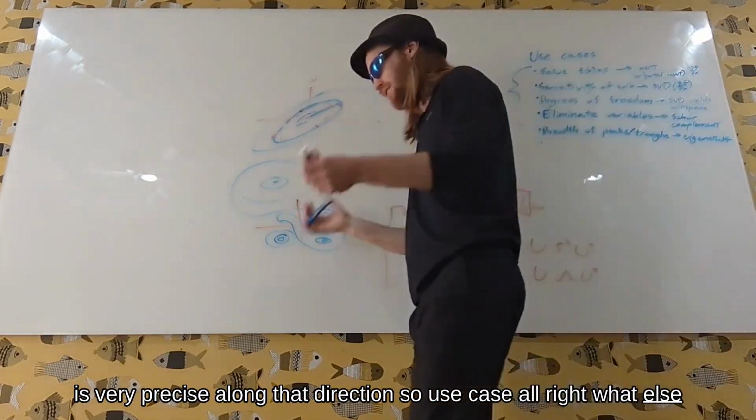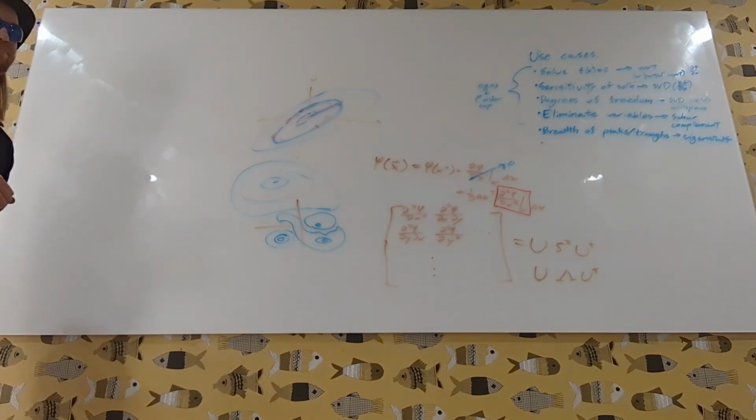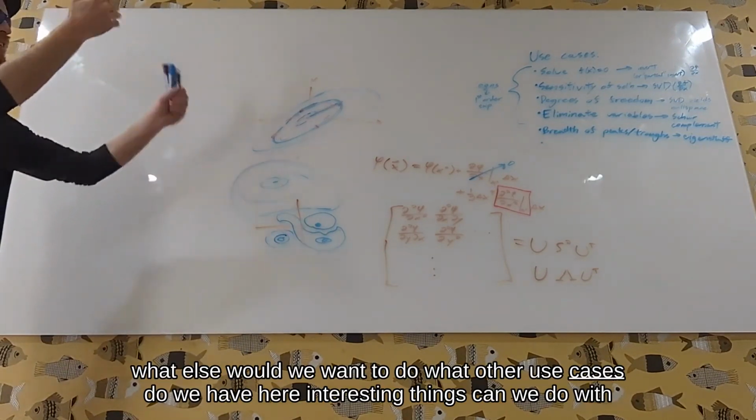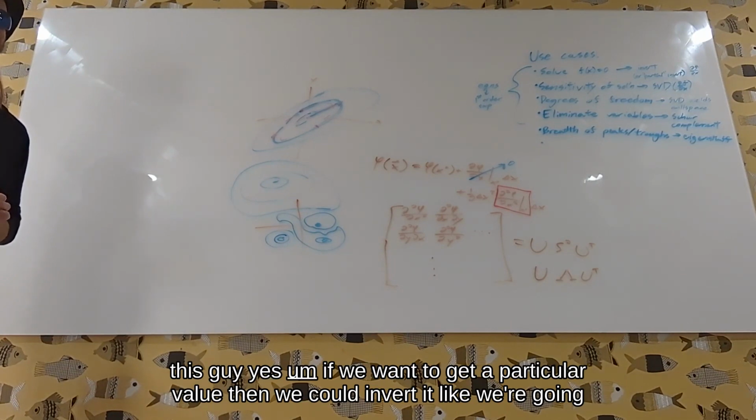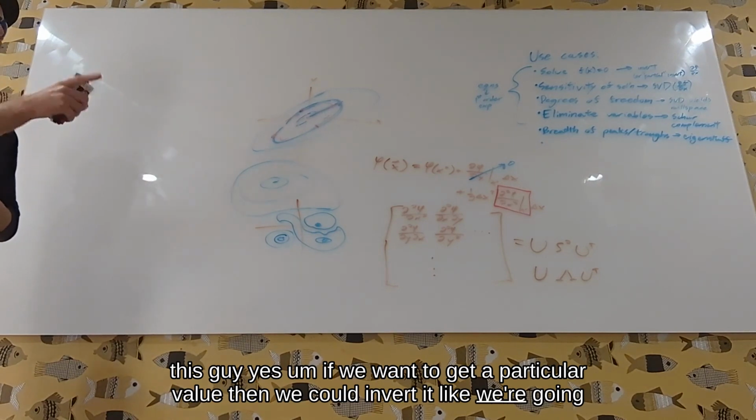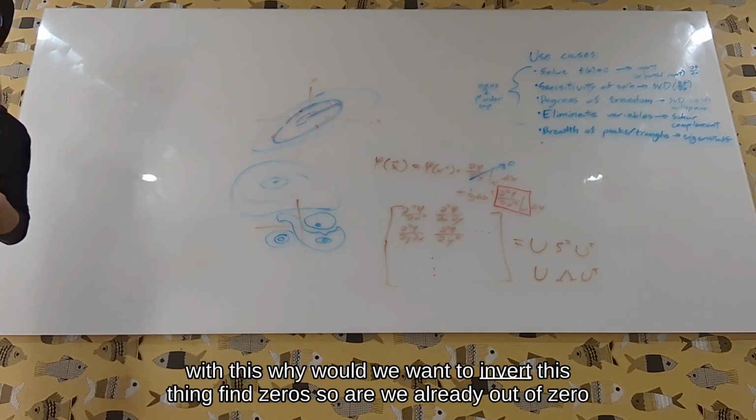All right. What else? What else would we want to do? What other use cases do we have here? What interesting things do we do with this? Yes. If we want to get a particular value, then we could invert it. Why would we want to invert this thing?